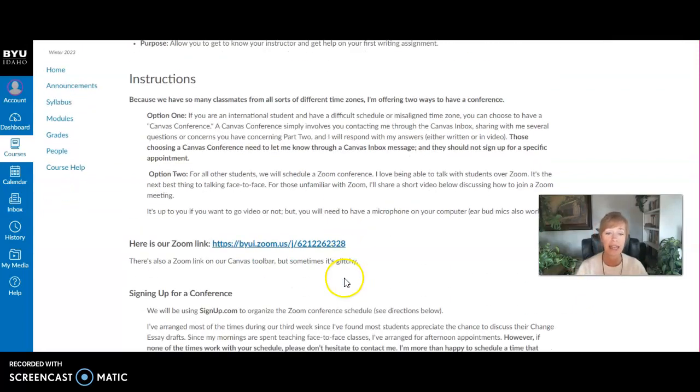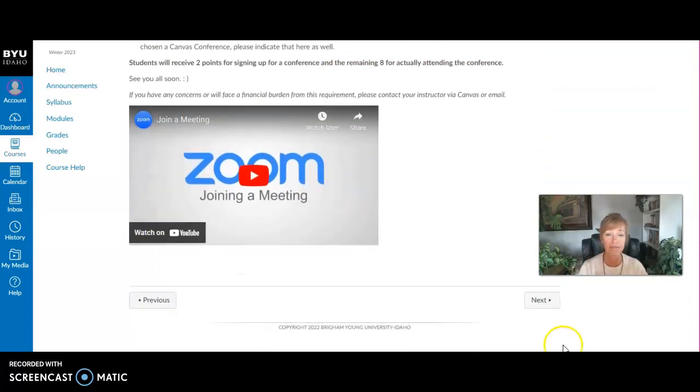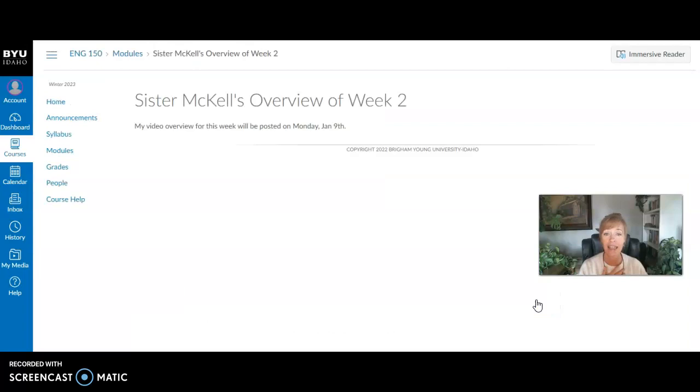There is a sign-up sheet. This is a link to the sign-up sheet right here. Read over these instructions. This little meeting is so low stress. It's just 10 minutes, just, hey, how are you? If you have any questions, type of thing. Read over those instructions and sign up for it. And I think that is it for the week.